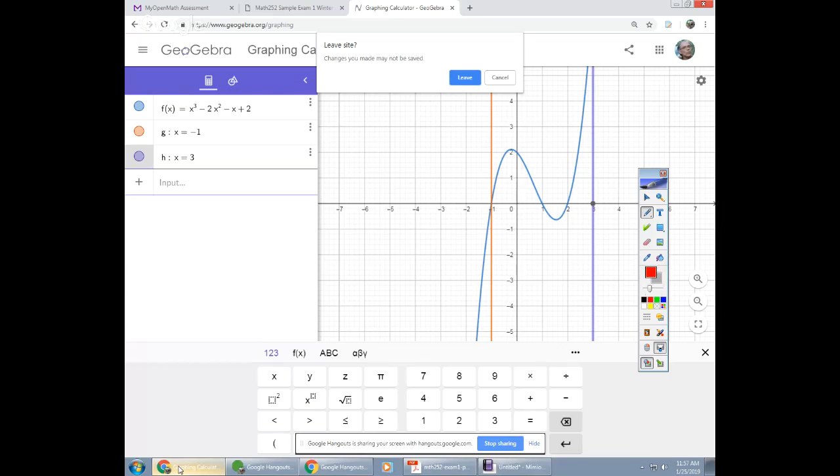Okay, so this should be a 4 over here, so you have a typo right there. You have a 2 on the bottom. So that should be a 4 down there.